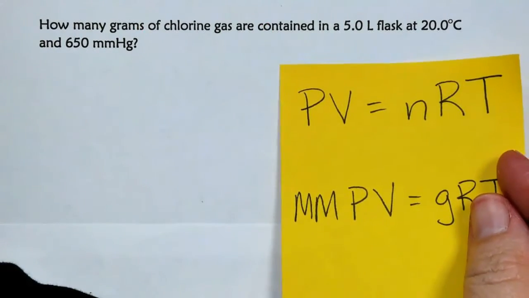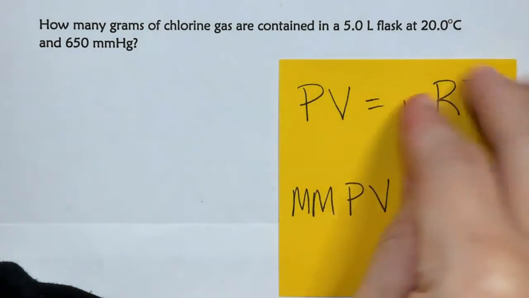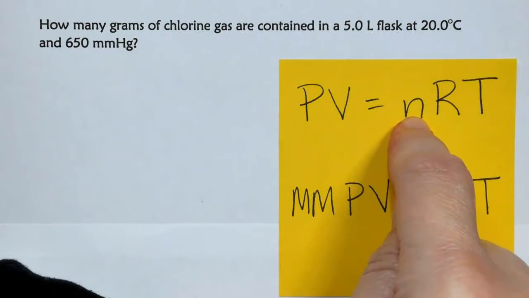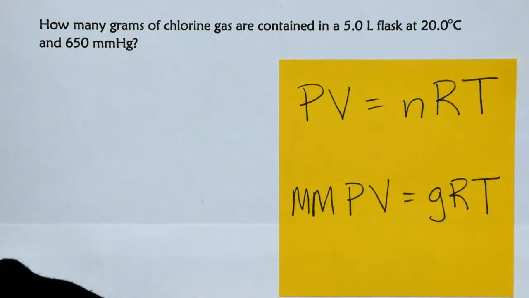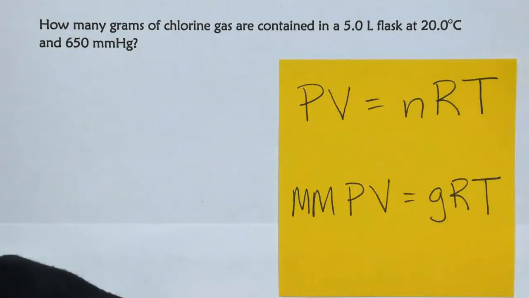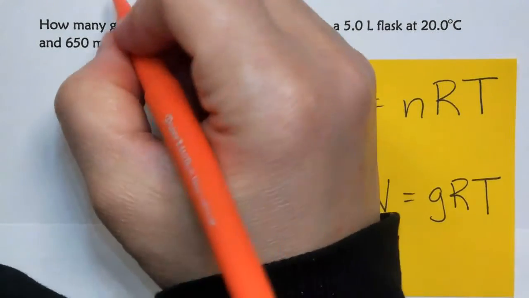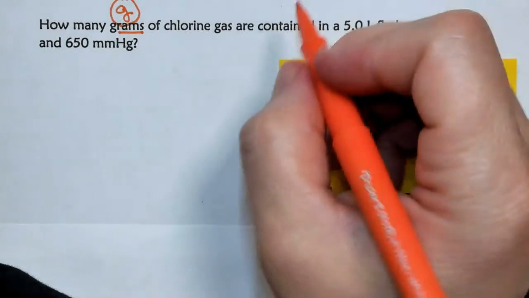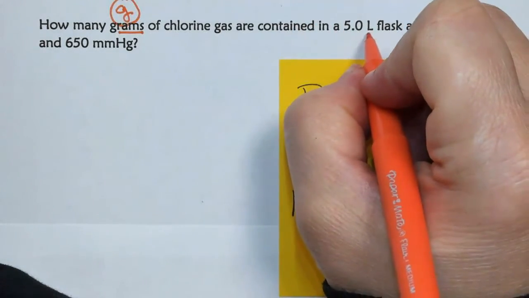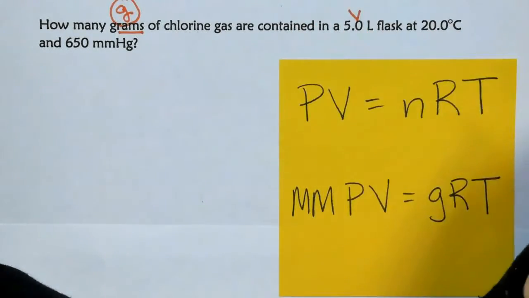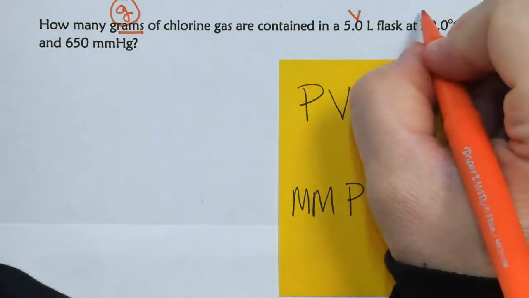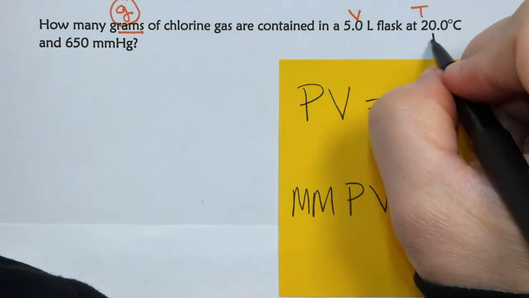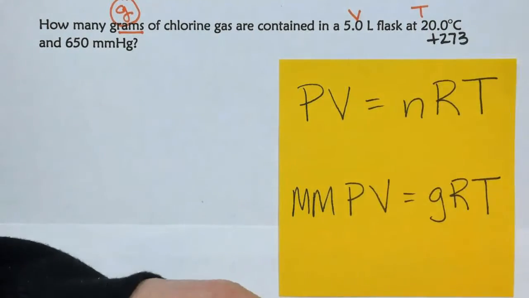Our last sample problem. Again, we have to figure out which of these equations we're going to use. If we have moles in the problem, we'll use this. If we have grams in the problem, we'll use this. As I read the problem, it says, how many grams? So grams is what I'm solving for. Are contained in a 5-liter flask, there's a volume. 20 degrees Celsius is a temperature.